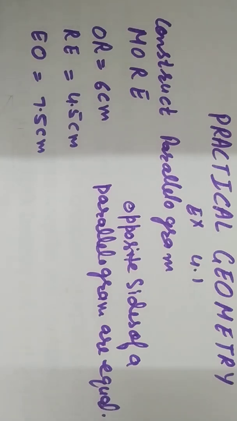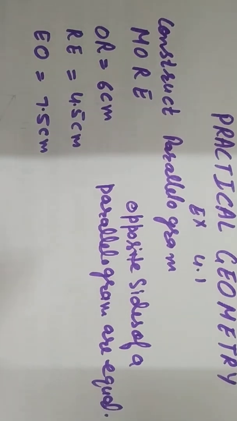Good morning students. Today we are starting practical geometry exercise 4.1, class 8th. Now, construction of quadrilateral. Question number 3 is: construct a parallelogram MORE in which OR is 6 centimeter, RE is 4.5 and EO is 7.5. These dimensions are given to us.